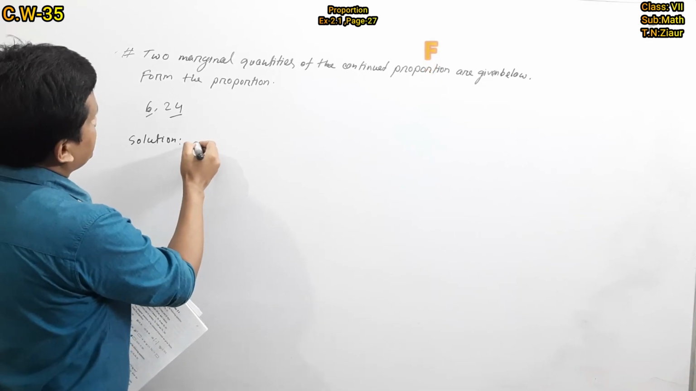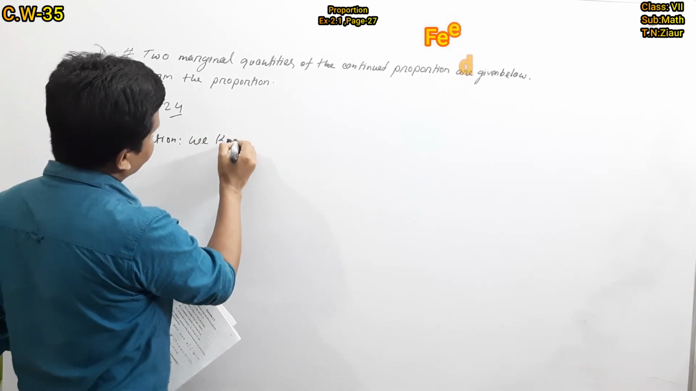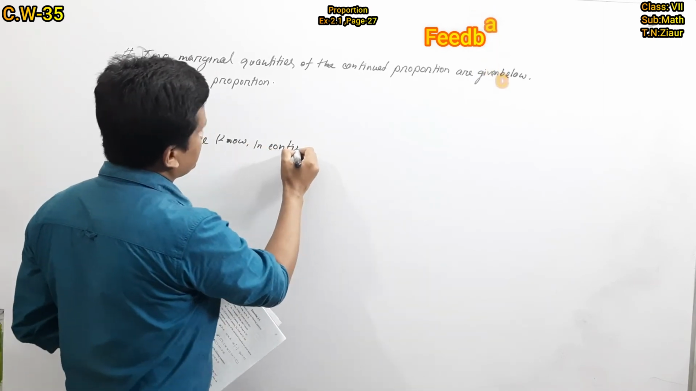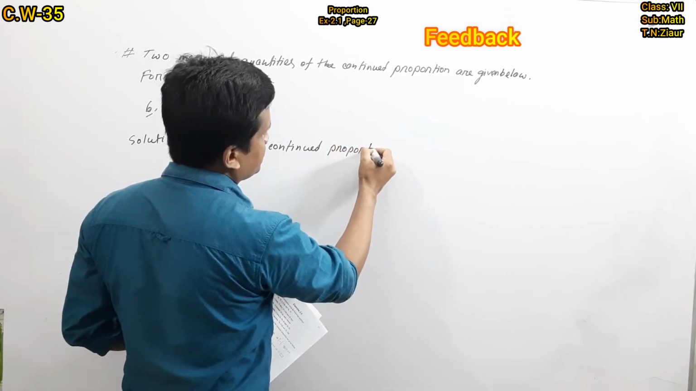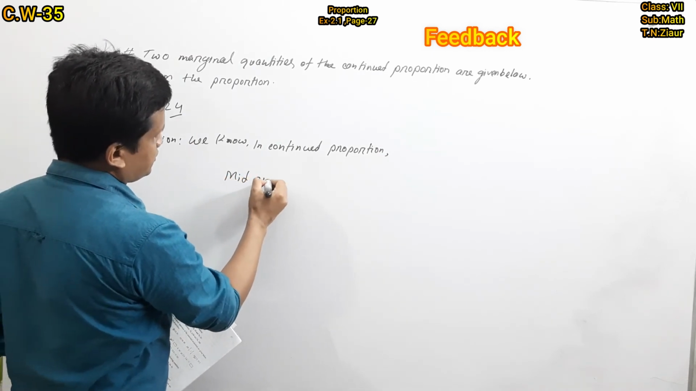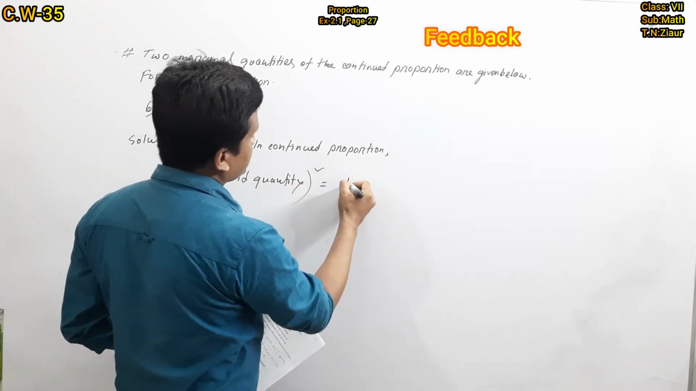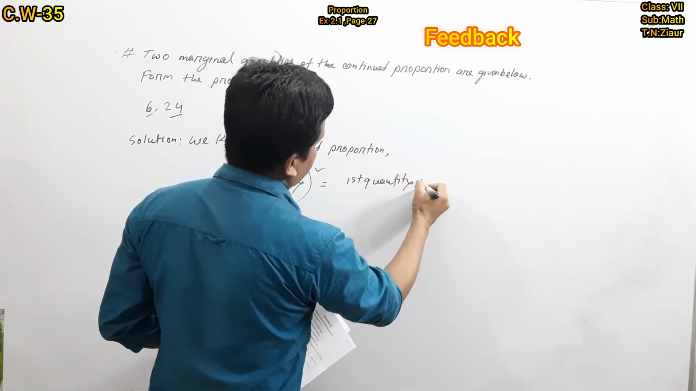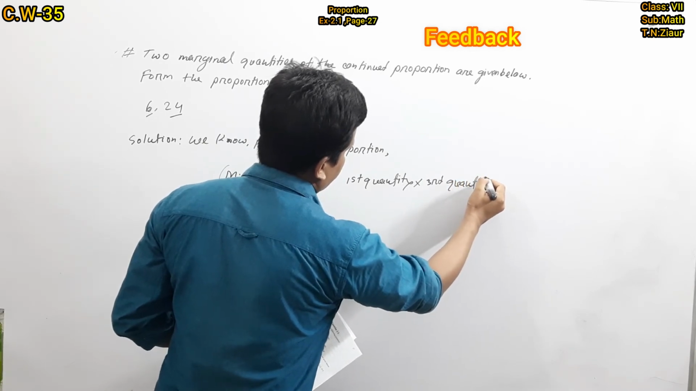So now we can write here the continued proportion. We know in continued proportion, mid quantity whole square is equal to first quantity into third quantity. Okay students, have you written like this?